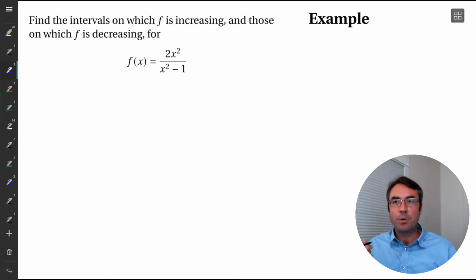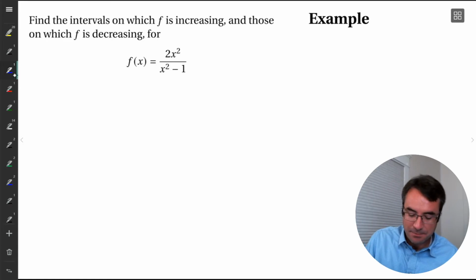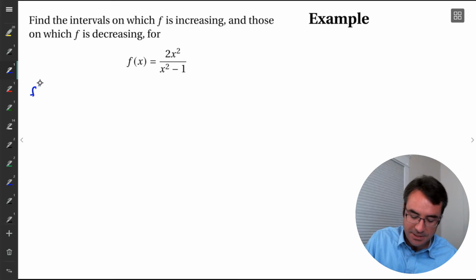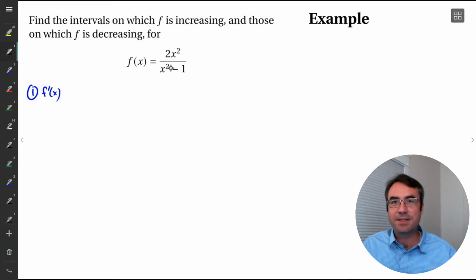First step, we want to figure out the intervals of increase, decrease. Let's get the derivative. We got to calculate the derivative. So that's step 1. All right, so when we do this, let's look at what we have here. It's a fraction. There's variables on the top. There's variables on the bottom. We got to use quotient rule.